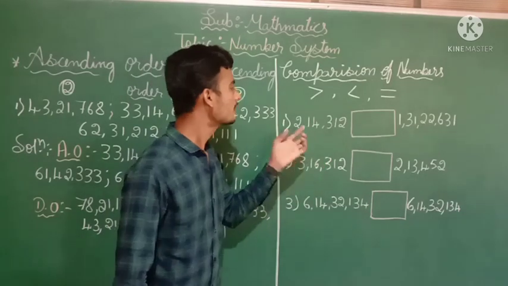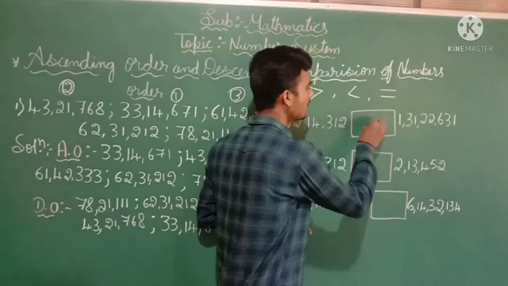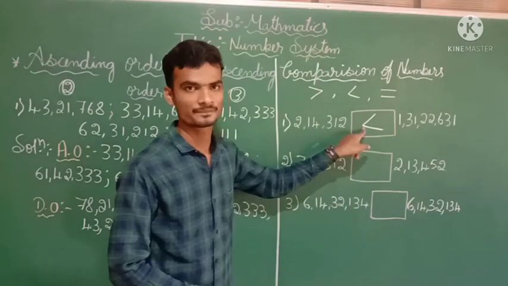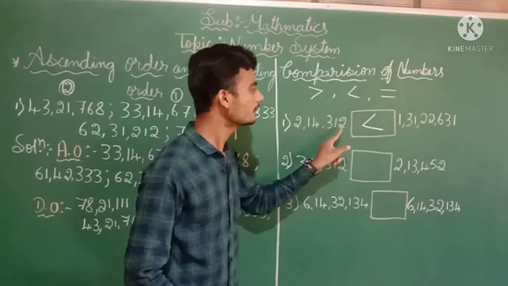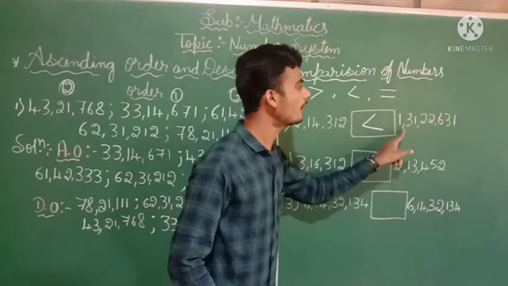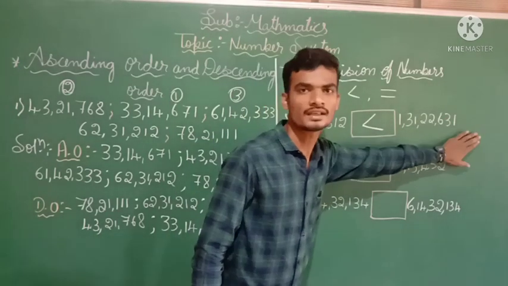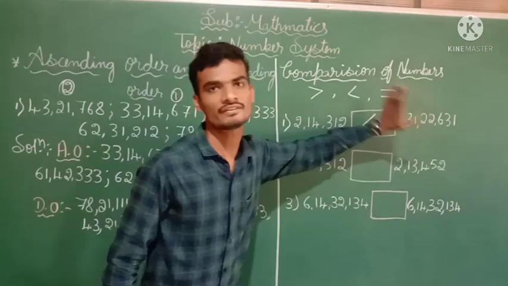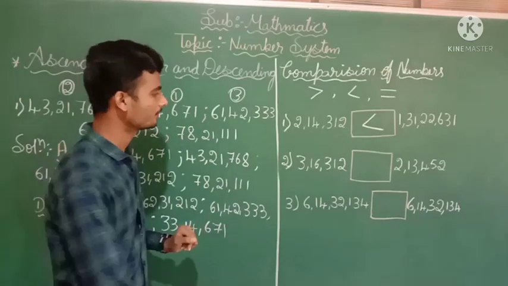Now we have to write 2,14,312 is less than. This is the less than symbol. 2,14,312 is less than 1,31,22,631. Okay, I hope all of you are clear with this. We will move on to the next problem.